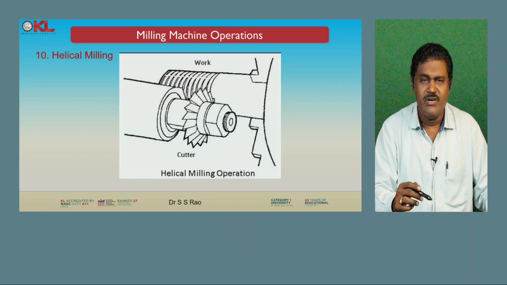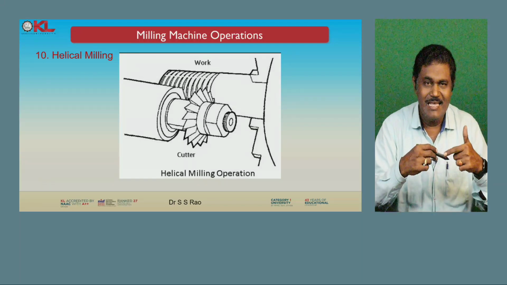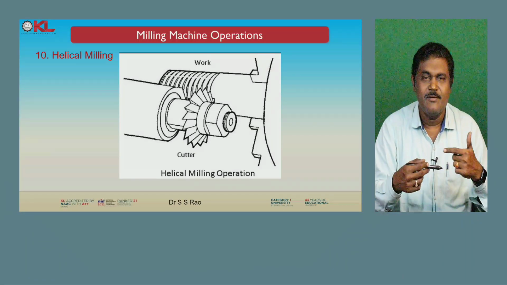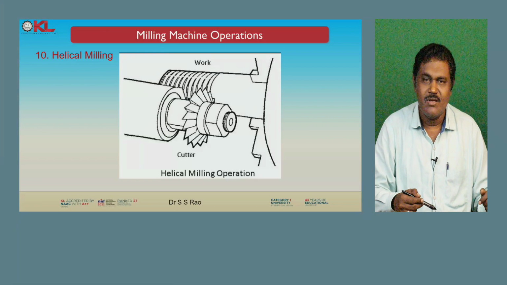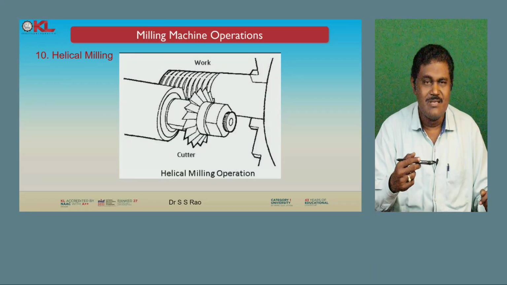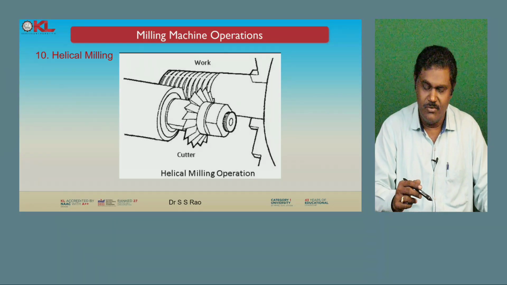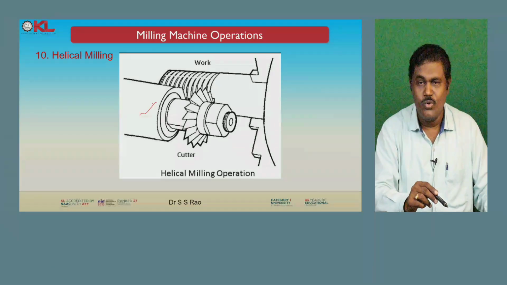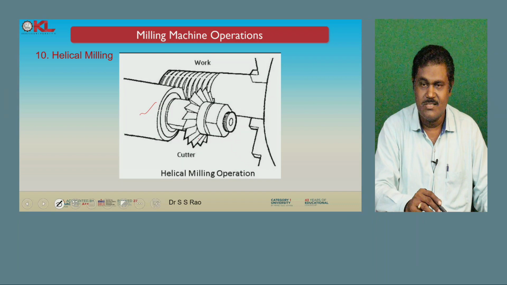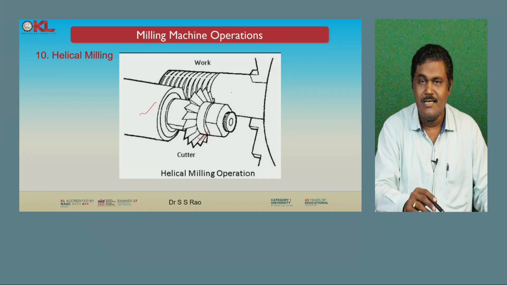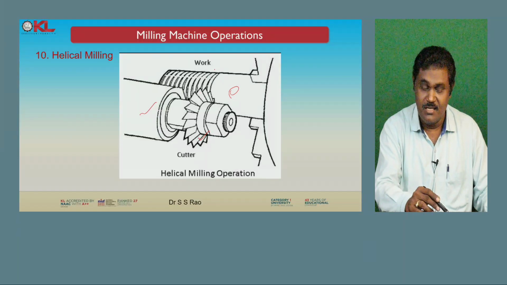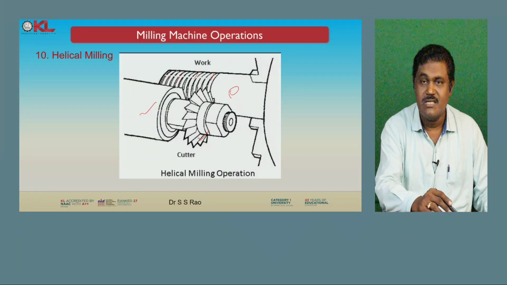Next, helical milling. Whenever you want to make a helical groove or thread-type groove on the workpiece, you can use this specialized helical cutter to perform helical milling. Okay, now you can look at this tool holder, and this is the cutter. You can see this cutter cutting on the periphery of the workpiece. These are the helical grooves. So this groove is like a helix.